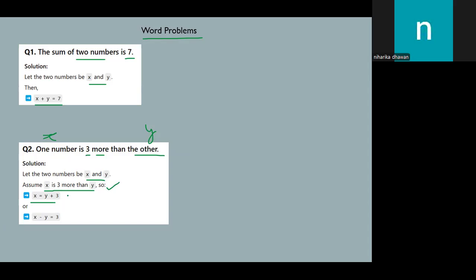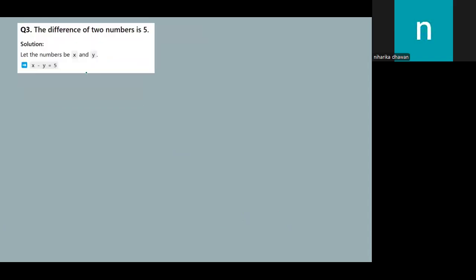So we can write this as a linear equation in two variables as x minus y equal to 3. Or we can shift 3 also to the left hand side. So we will get x minus y minus 3 equal to 0. Next question is, the difference of two numbers is 5. Suppose those two numbers are x and y. Their difference means minus sign, is 5. So x minus y equal to 5.